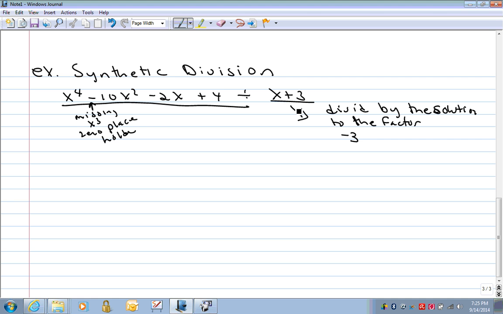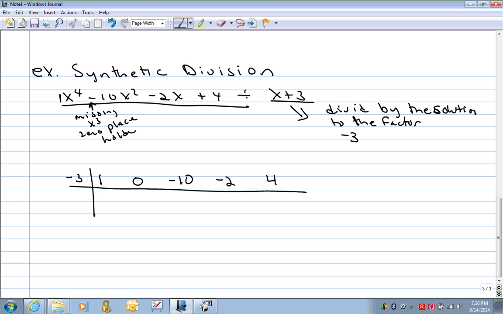All right, here we go. Let's set this up. In our synthetic division, we're going to use our coefficients. We have a 1 coefficient here. We have to put a 0 in for our missing one. We have a negative 10 for our squared term. We have a negative 2 for our x, and then we have a 4. And we're going to divide by negative 3. If you need an extra row in there, you may use one, but I would try to get more proficient at it.